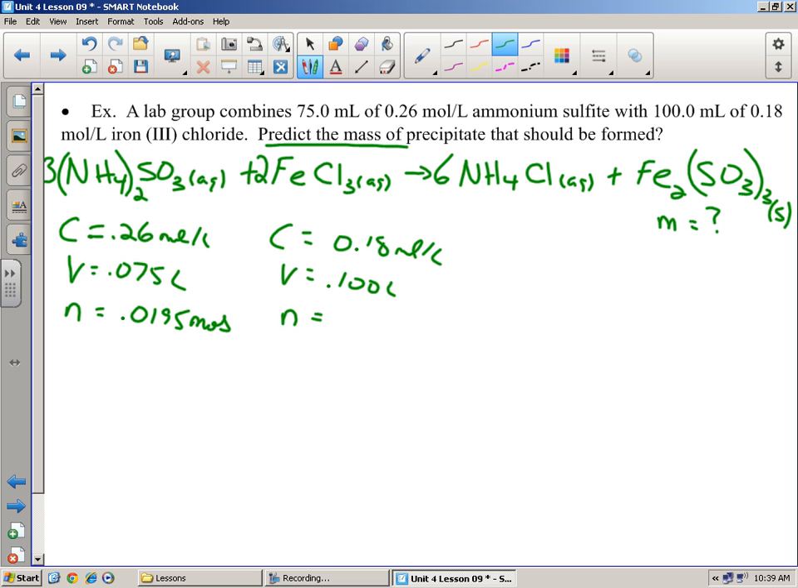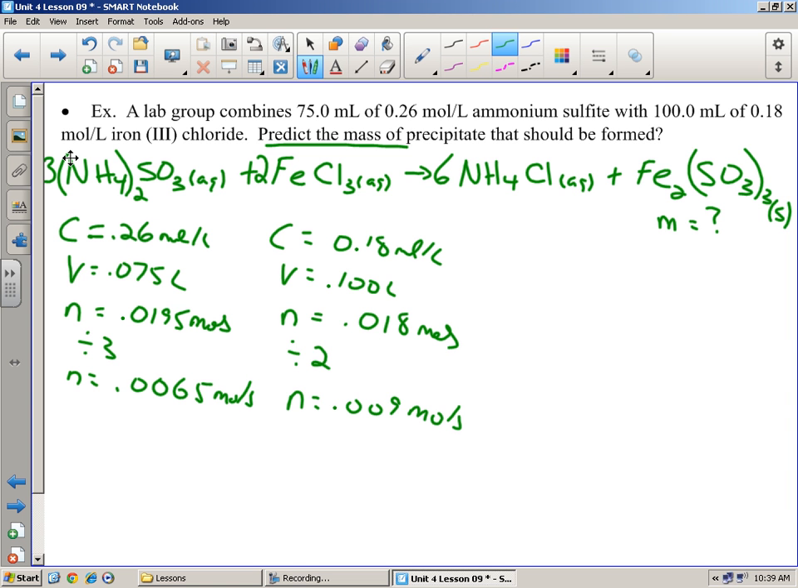So 0.0195 divided by 3. And we're going to get it down to basically a 1 here. Okay? So 0.0065 moles. Over here, I have 0.018 moles. And I'm going to divide this one by 2. And I'm going to get 0.009 moles. Okay? So what I've done is I've gotten both of those down to a 1-to-1 ratio.